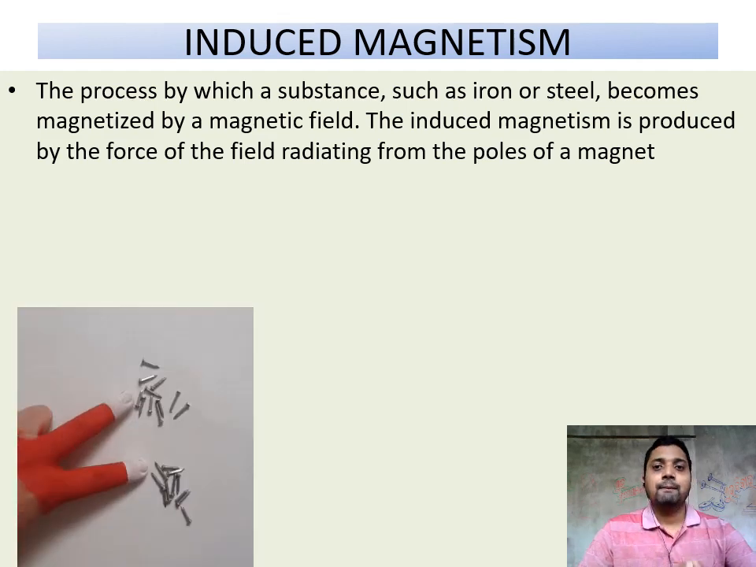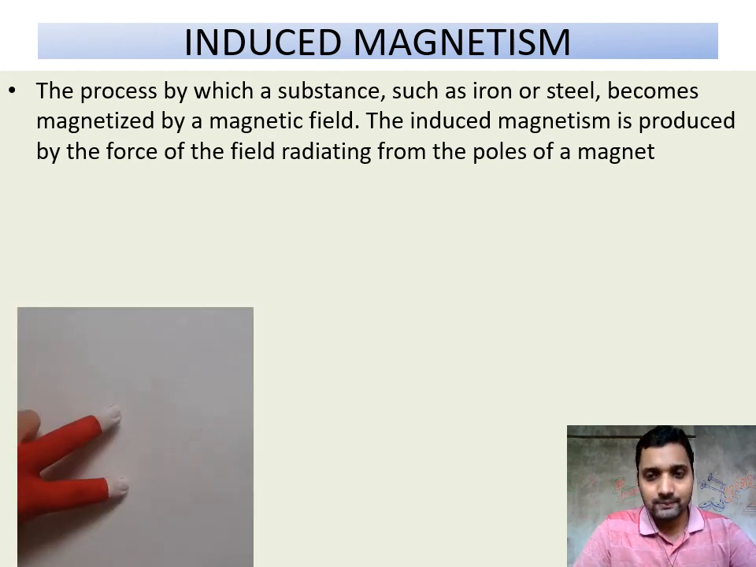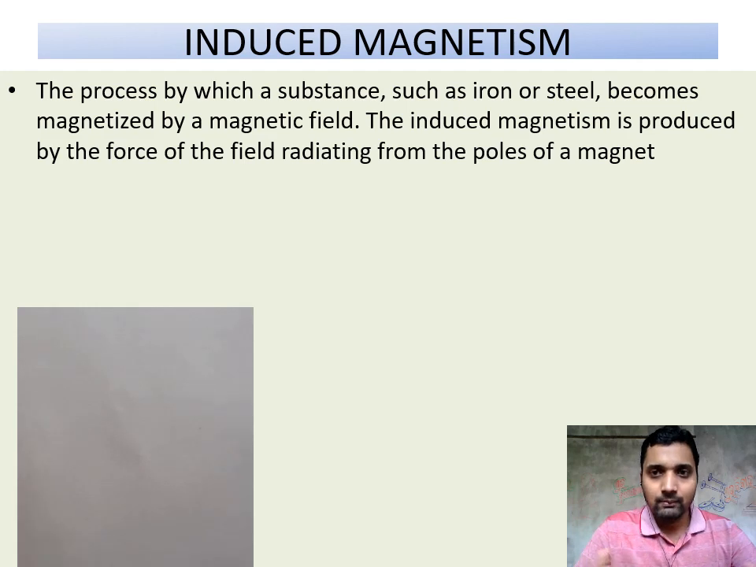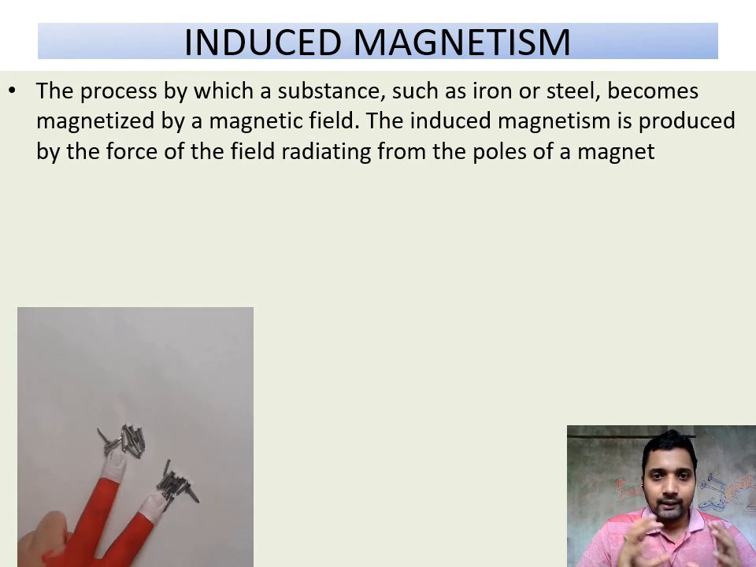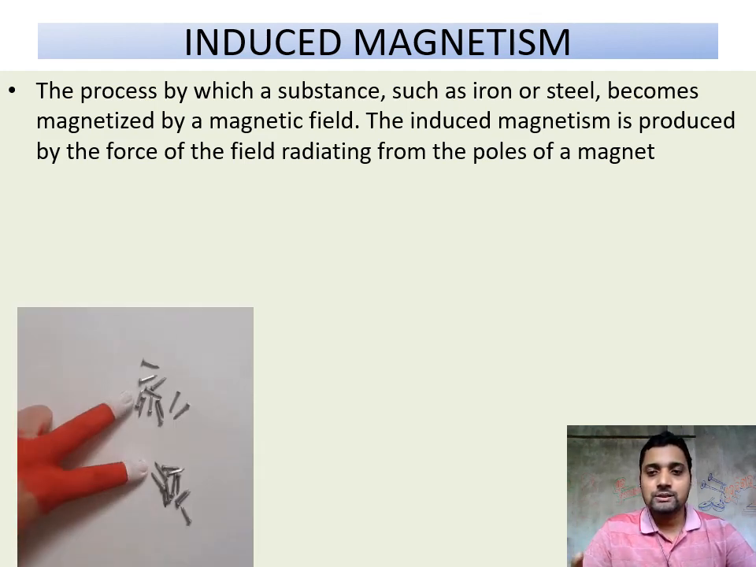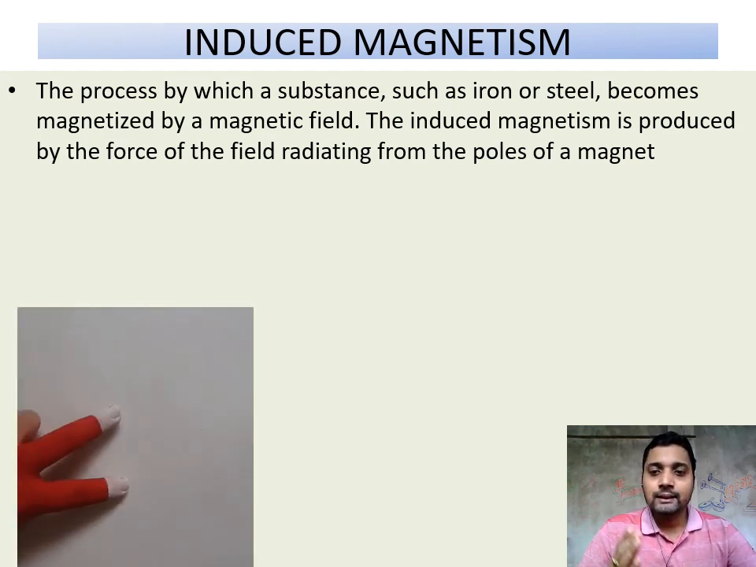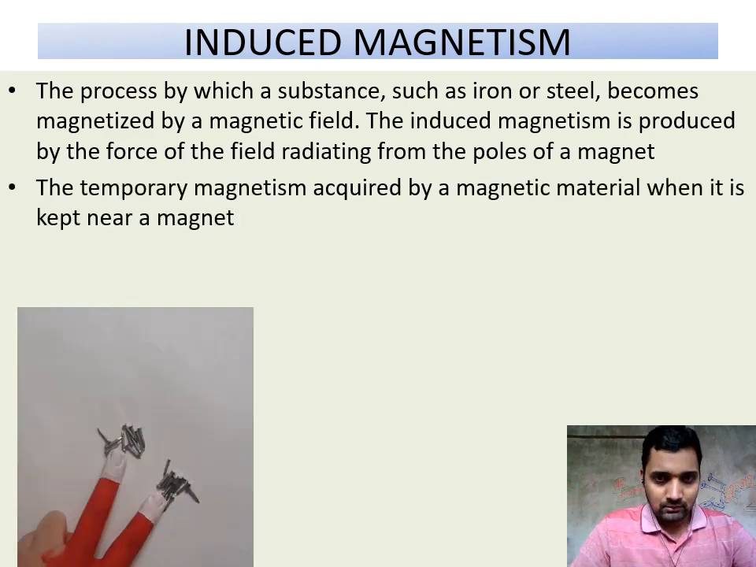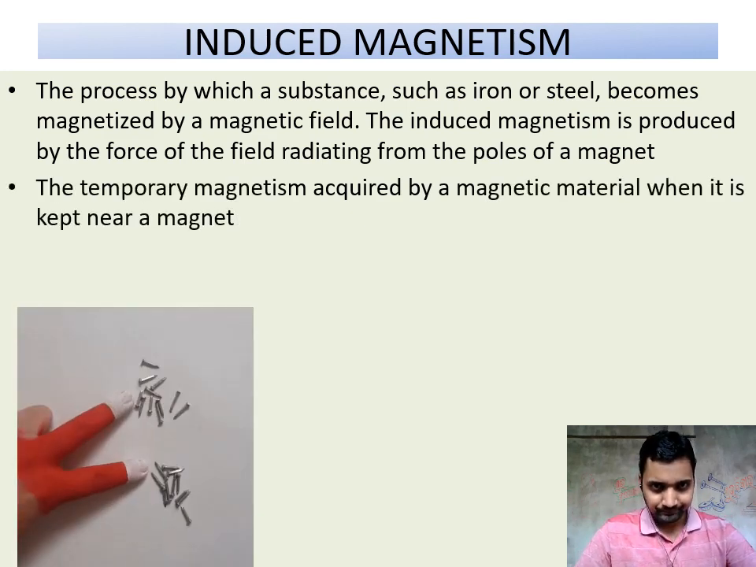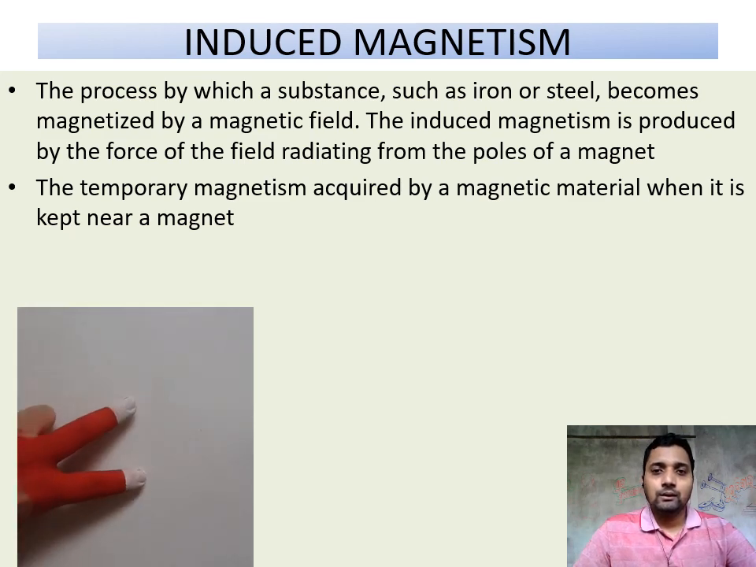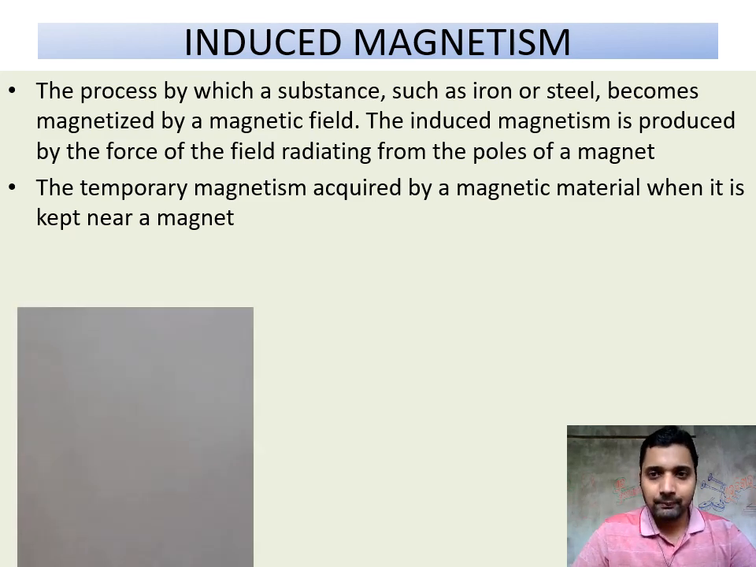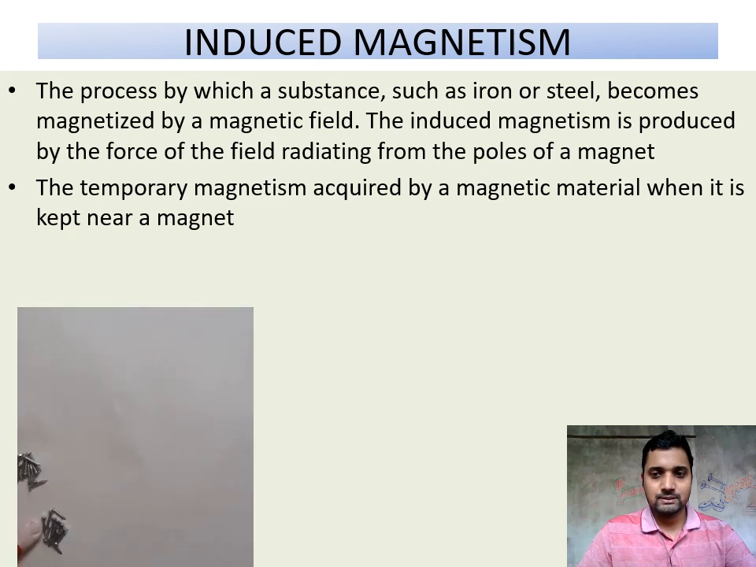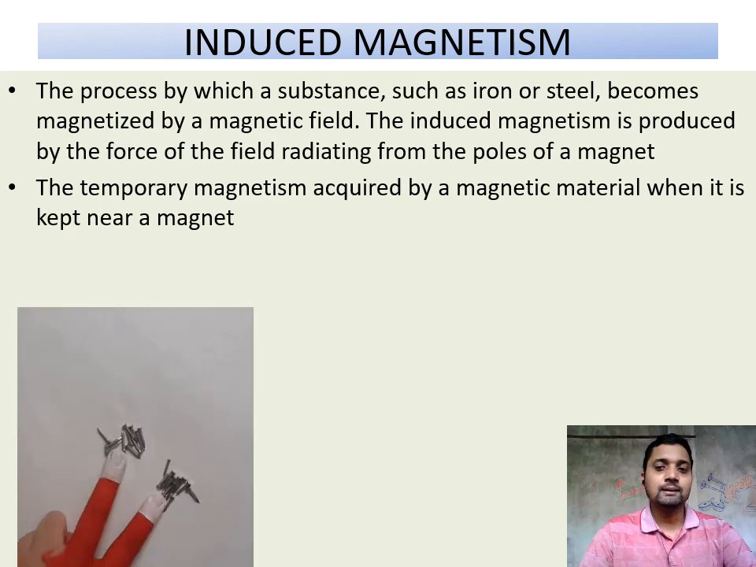It is the process by which any magnetic substance, mainly iron, nickel, cobalt, steel, is magnetized by a magnetic field. Induced magnetism is possible when this magnetic substance comes near the magnet or into the space where the magnetic force is experienced. So magnetic induction, or induced magnetism, is temporary. It is the magnetic property which is gained by a magnetic substance when it is kept near a magnet.